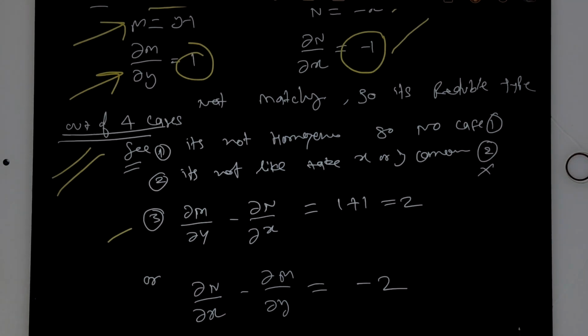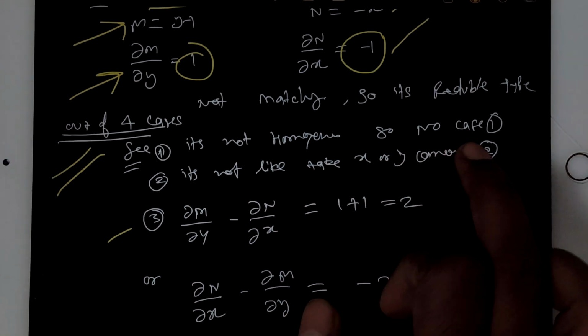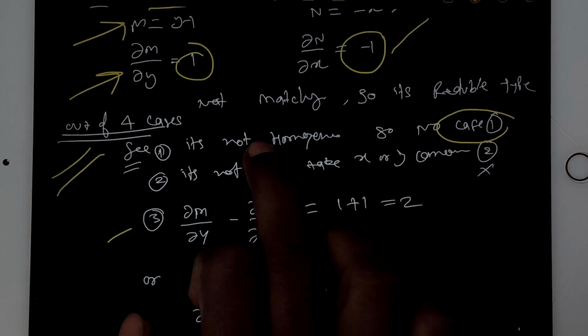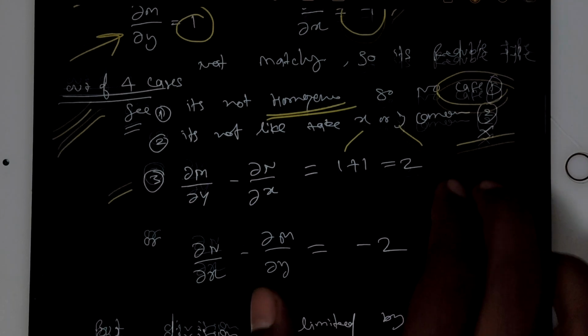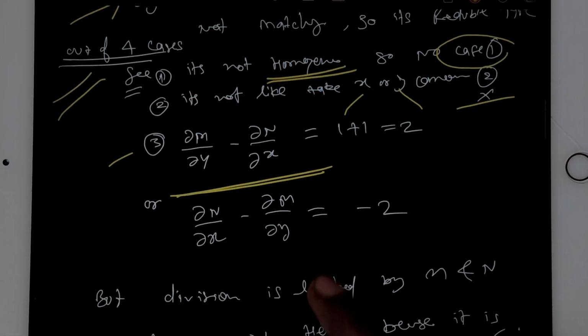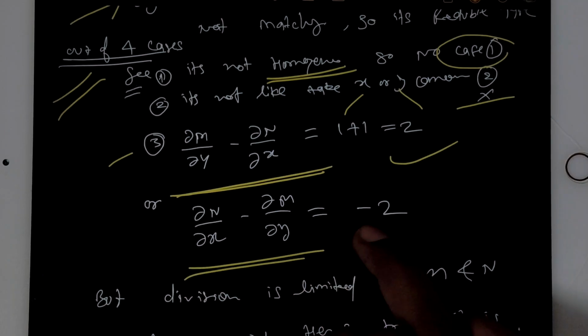Why not the first case and second case, which we saw in lecture 16? Because case 1 is reserved only if all the terms make the equation homogeneous, but this is not homogeneous. And why not the second case? Because in the second case, either x or y you can take common throughout, but again we cannot take. So only the third or fourth case is remaining. So in the third case you will do like this, in the fourth case you will do like this.